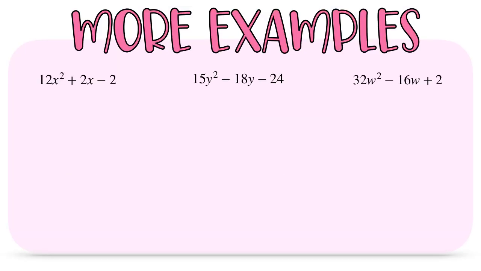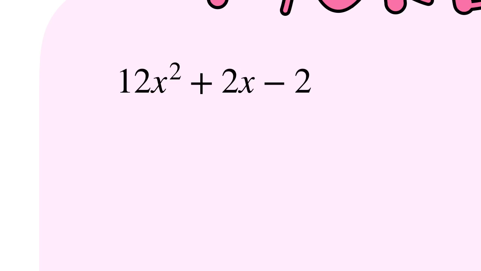Okay, so let's continue. Let's take a look at these examples. So remember, first step, we're going to check for a greatest common factor. Is there anything that goes into 12, 2, and 2? You should be able to figure that out. The greatest common factor there would be 2, right? 2 goes into all 3 of those. So we're going to go ahead and take out the greatest common factor. We're going to put it on the outside, and then we're going to see what we have left.